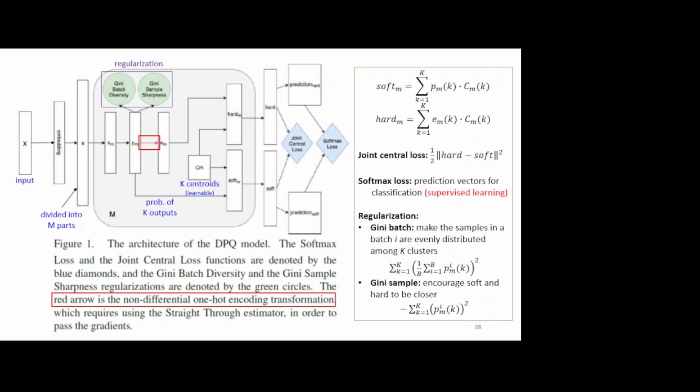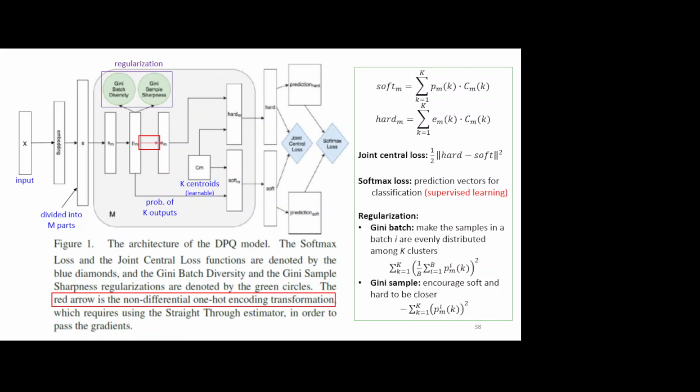Given the vector Sn, I will generate the probability of k outputs. This means you can throw in a softmax to generate k probabilities. Here there are two losses to control the generation of the Pn. It's called regularization, with two functions for the regularization loss. The first one is called the per-batch loss.